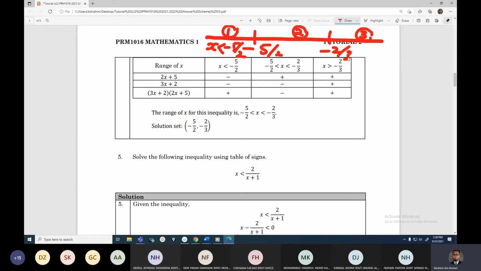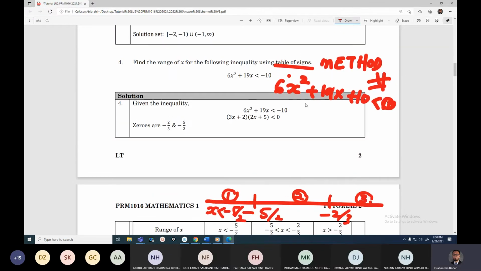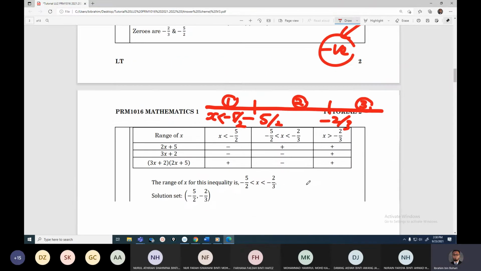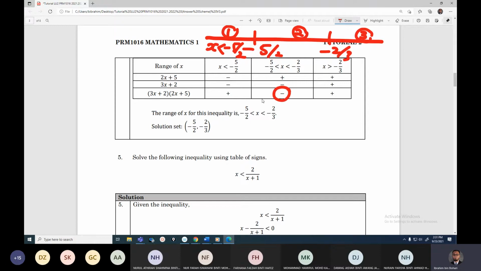So if you check, you have 3 intervals here. Then the factors 2x plus 5, 3x plus 2, and here the sign of the inequality: positive, negative, and positive. You check the sign against less than 0. So the answer is between negative 5 over 2 and negative 2 over 3. So your answer is between negative 5 over 2 and negative 2 over 3 using open brackets. Okay, settled question number 4 using a table of sign.